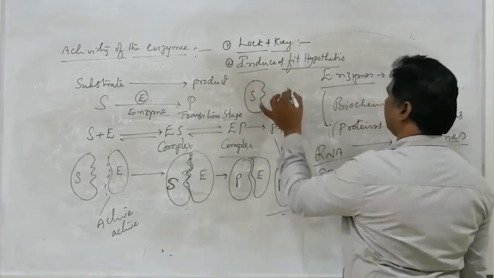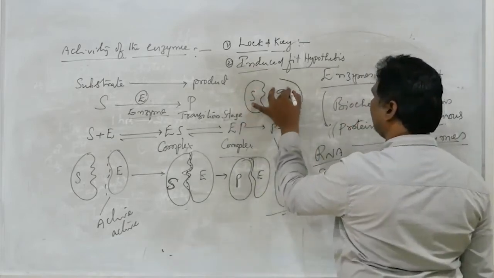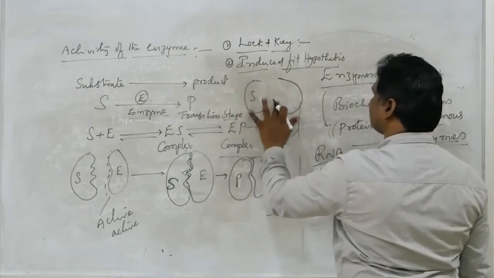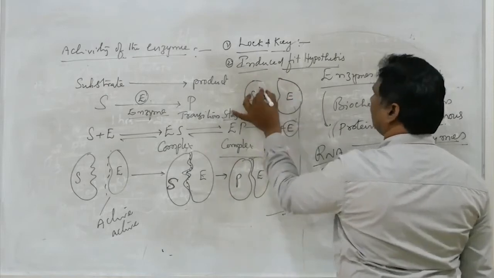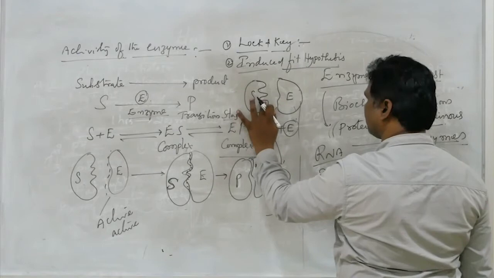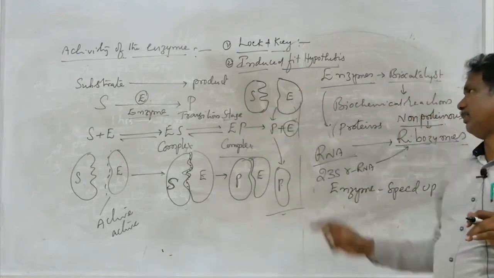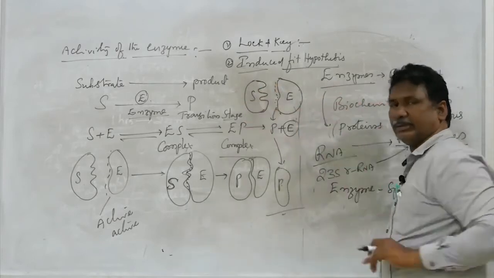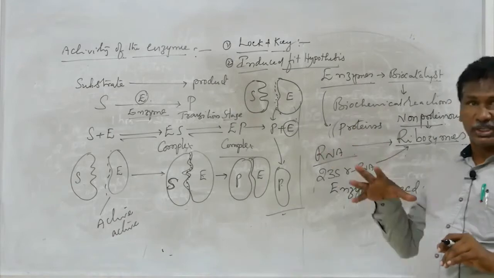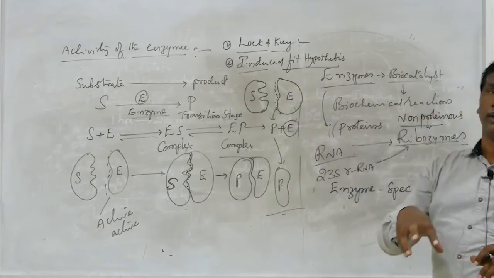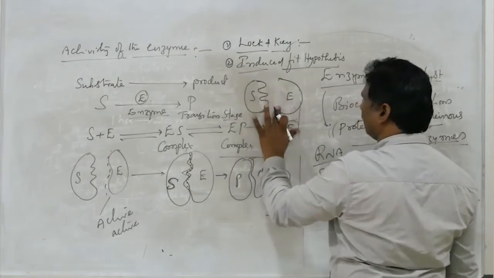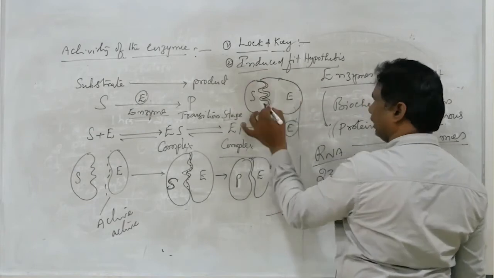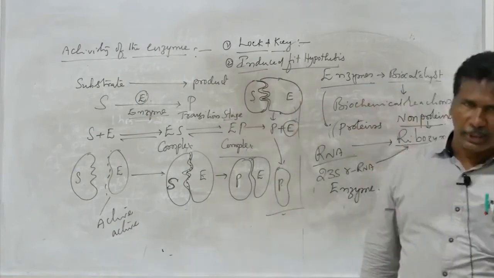fit theory, but the active sites of an enzyme, for example, this is the enzyme, and these are the substrate shapes, and these are the active sites. The active sites of an enzyme can undergo change to fit into the substrate molecule. The shape of the substrate does not undergo any change.